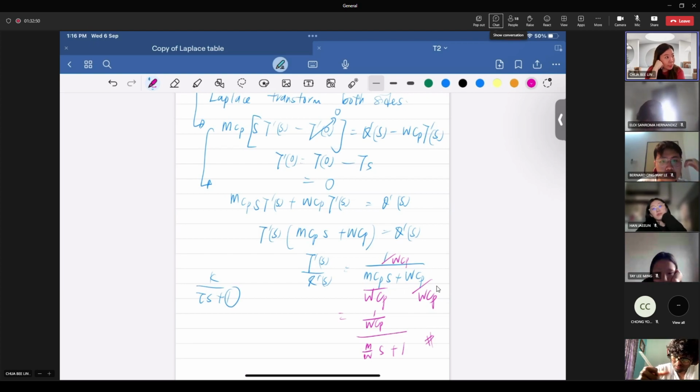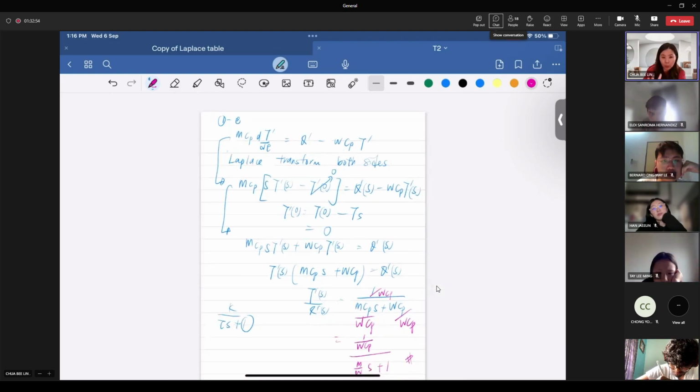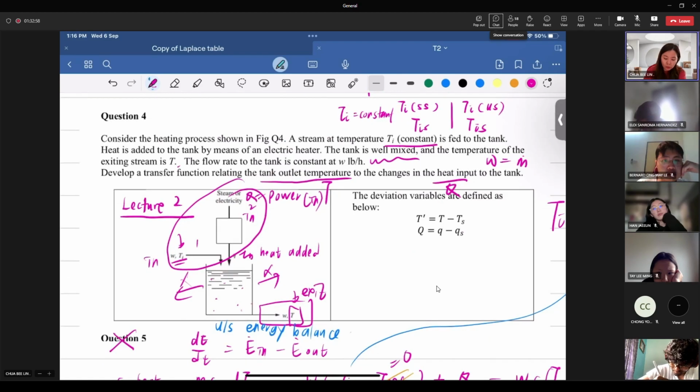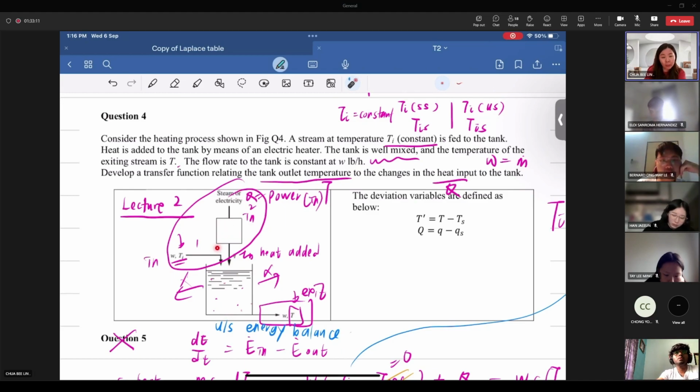In the slide, I did discuss what if the situation changed. Okay, stop for a while. The situation changed. Instead of Ti being constant, now Ti is not constant, but Q is constant. Then you will get the same answer as I derived the first time in the lecture slide.